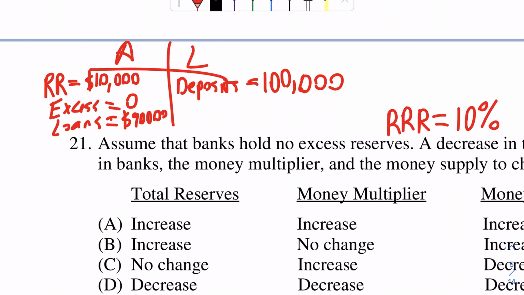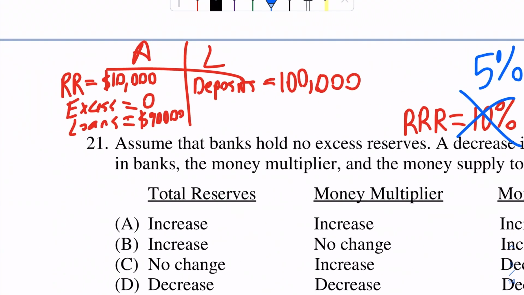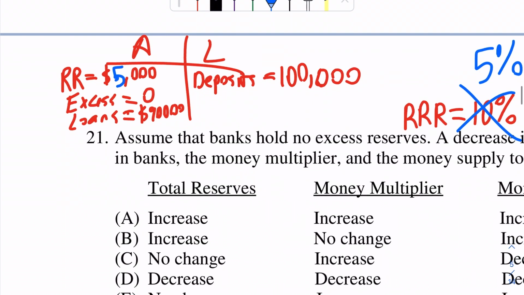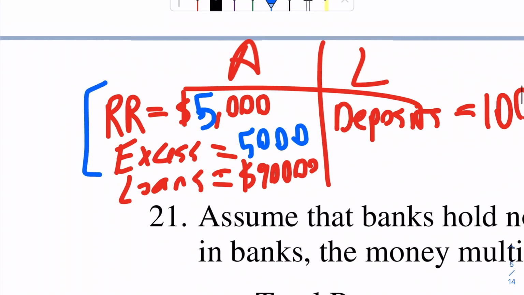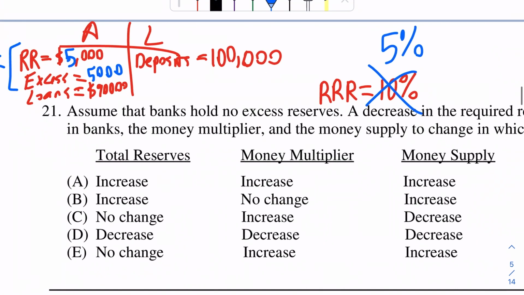Now, if the reserve ratio decreases, let's say it's now 5%, how much are you required to have? You're required to have 5,000. Okay. How many do you have in reserves? Well, you still have the 10,000. The only thing now is that 5,000 is required. So you have 5,000 excess. So your total reserves do not change. Total reserves do not change.